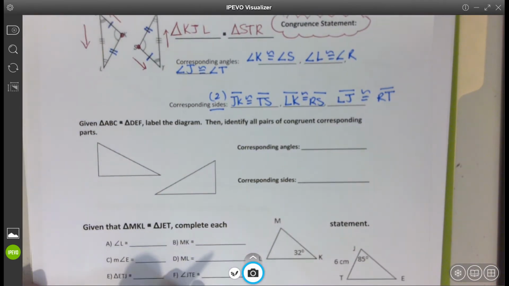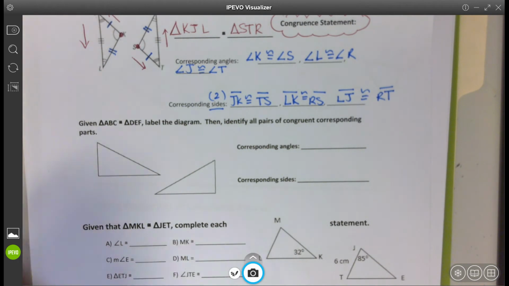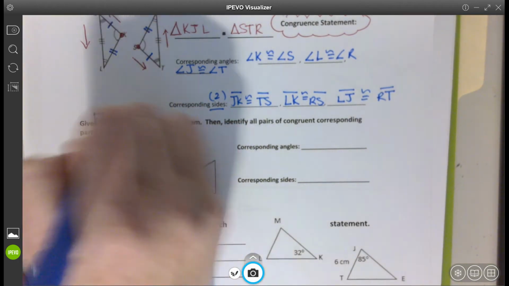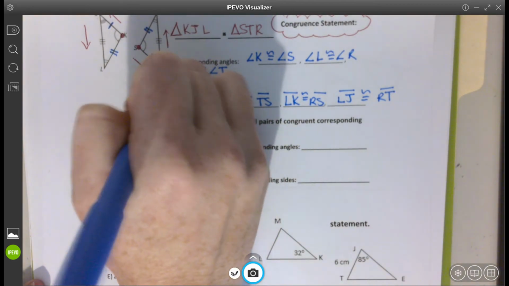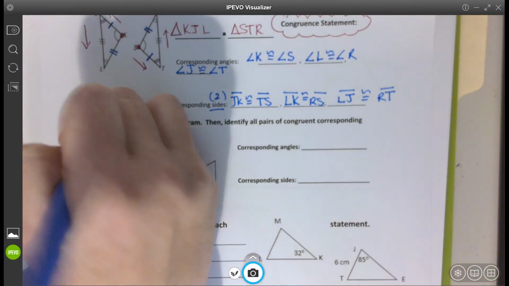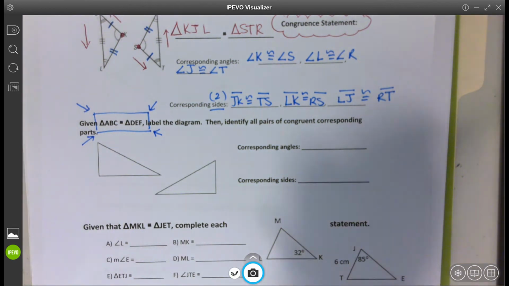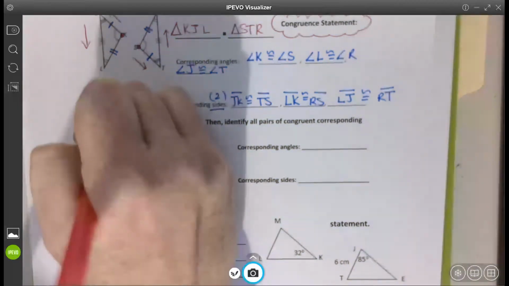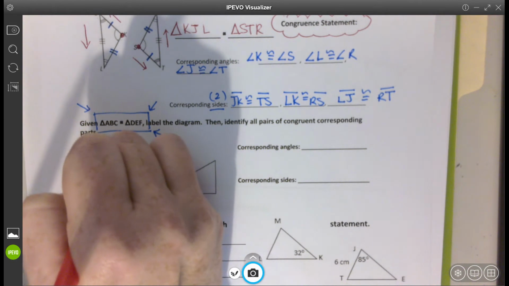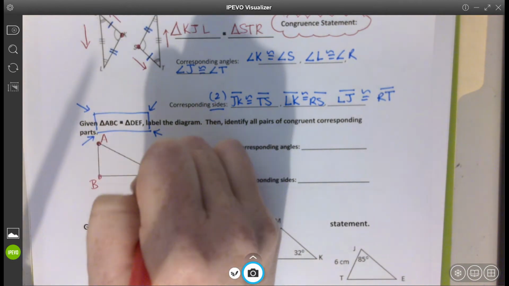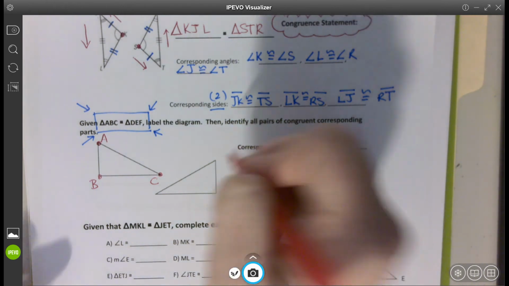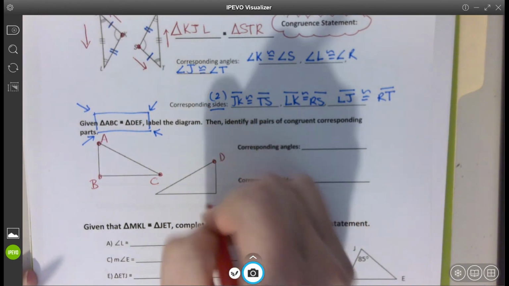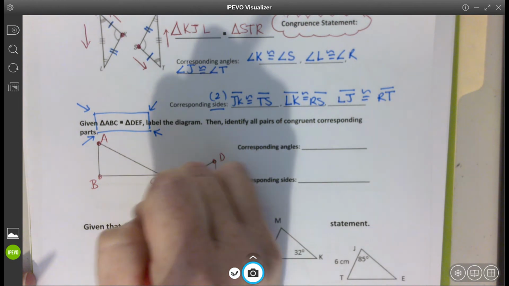All right, so here we have triangle ABC is congruent to triangle DEF. This is so important. It holds so much information. That is our congruency statement. So I'm going to label my triangle. So here is A, B, C. Doesn't matter. I just went around my triangle. And then here, D, E, F.